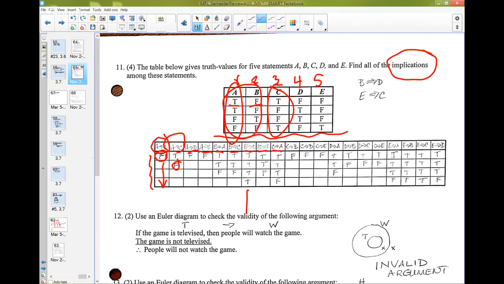Anyway, you just keep hacking them out and see if any of them come out to a tautology. And this one does right here, and so does this one. Two of them turned out to be that. So you see I've marked them up here: B implies D and E implies C. Why did I use that new symbol, implication? Because the if-then statement turned out to be a tautology.